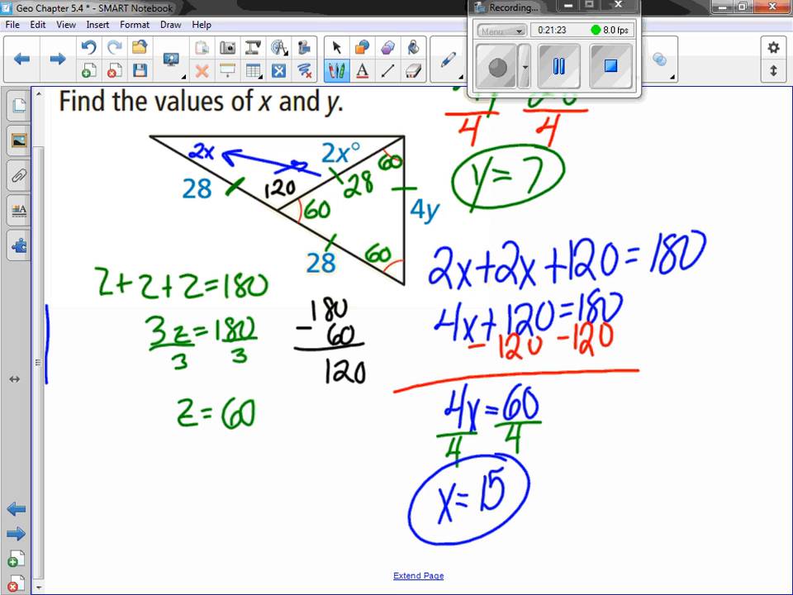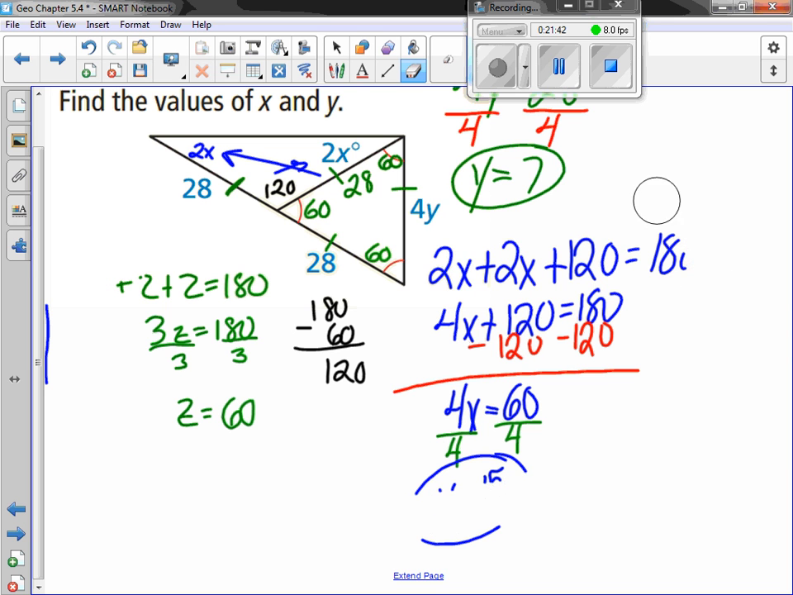So the value of y, finding it wasn't too bad. It was pretty much given to us. But here we had to do a few more steps to find the value of x. Any questions on this here? Any questions on anything we've done for this here? We good with this here? Yes?